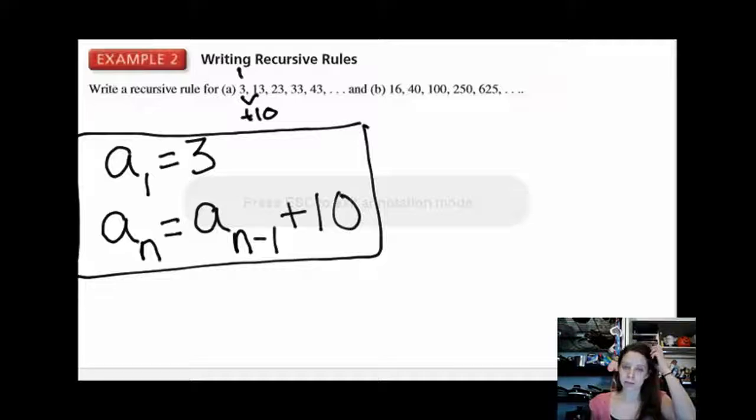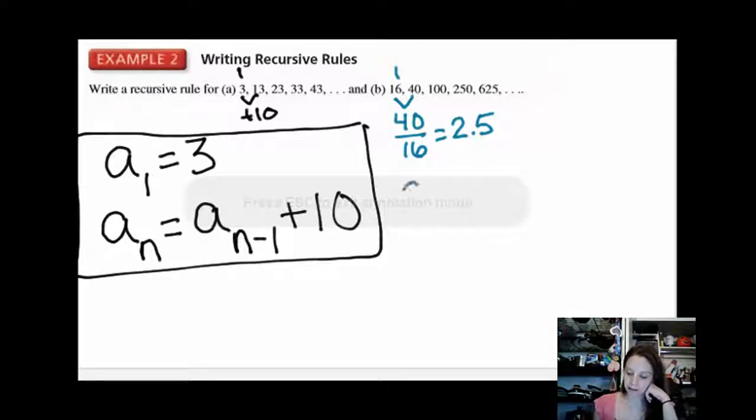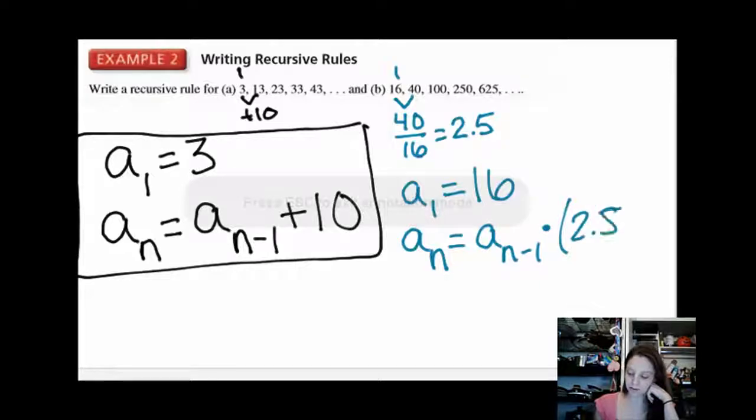We need both equations to represent that sequence. Sequence number B, letter B. Okay, this is definitely geometric, and I would have to take 40 divided by 16 to see that the common ratio is 2.5. So again, I need to identify an initial term. It's going to be a sub 1 equals 16. Now I'll write the rule. So what you do for any term is you take the term before it and multiply by 2.5.